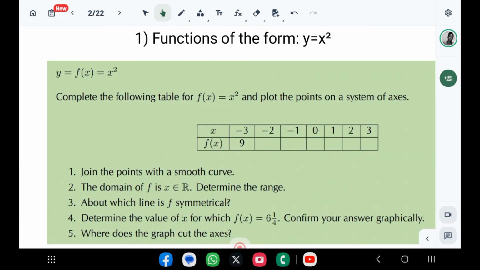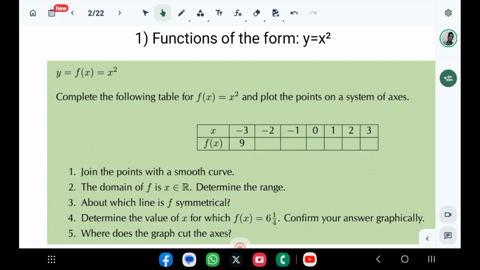As promised, we're going to look at functions of the form y equals x squared, which is the most basic unit parabola you will ever come across. Now, we're given a table that we need to fill with the function y equals f(x) equals x squared, and we're given x values that we need to put into the function so we can figure out what their corresponding y values are, so that we can take those points and plot them on the Cartesian plane.